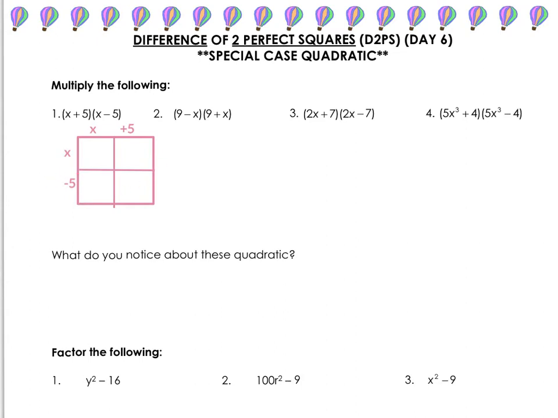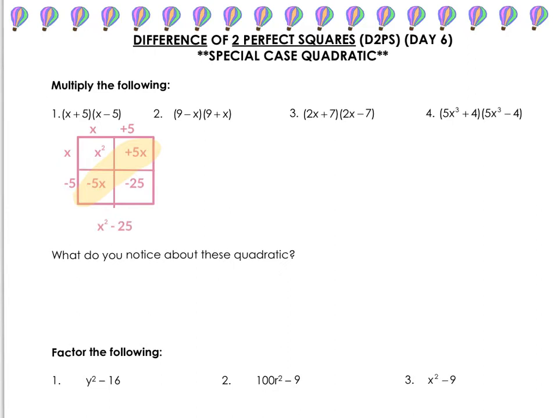X times x is x squared. And then the 5 times the x is 5x. And on the bottom, negative 5 times x is negative 5x. And then the negative 5 times 5 is negative 25. Okay, and then we look here and we need to combine any like terms that we have. Remember that the like terms usually show up on the diagonal, and I have the 5x minus 5x. When I combine them, it's actually 0, so I don't have an x anymore. So this simplified is x squared minus 25.